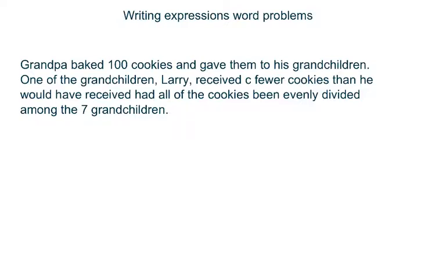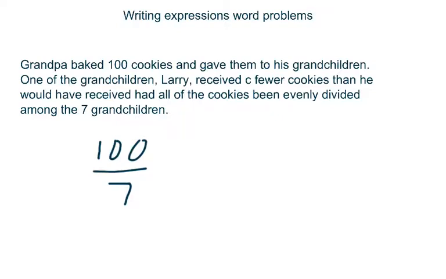So first example, Grandpa baked 100 cookies and gave them to his grandchildren. One of the grandchildren, Larry, received C fewer cookies than he would have received had all the cookies been evenly divided among the 7 grandchildren. So we have to figure out how many we start with. In this case, we start with 100. And if they were divided evenly, we would have to go 100 divided by 7. So each grandchild gets an equal amount.